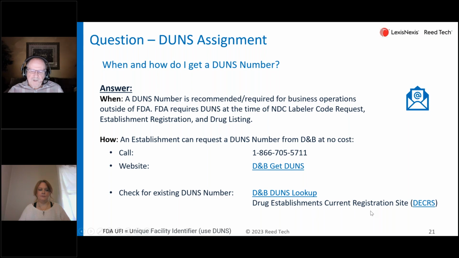And the very same link that we talked about earlier, if someone is already making use of a DUNS number and it happens to show up in an establishment registration that was in place long before you came around, you can go to the DECRS site, the current registration site, and learn about that and find the DUNS number a couple different ways. Just do a quick check.